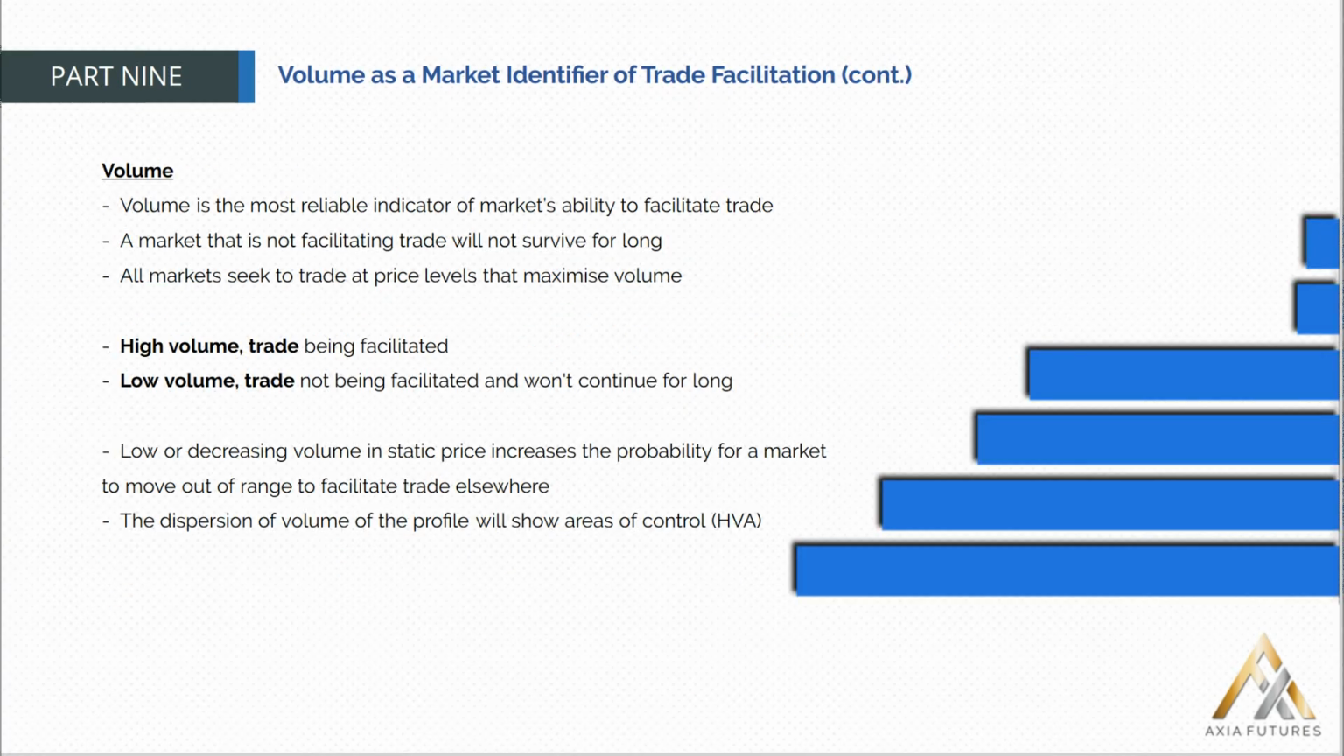Let's take a look at some of the principles now of volume. So firstly, volume is the most reliable indicator of the market's ability to facilitate trade. Remember, an auction process is all about how buyers are interacting with one another. Now, the amount of transaction taking place tells us a lot about how buyers and sellers are interpreting where price is trading, and that is why we pay key attention to the volume.